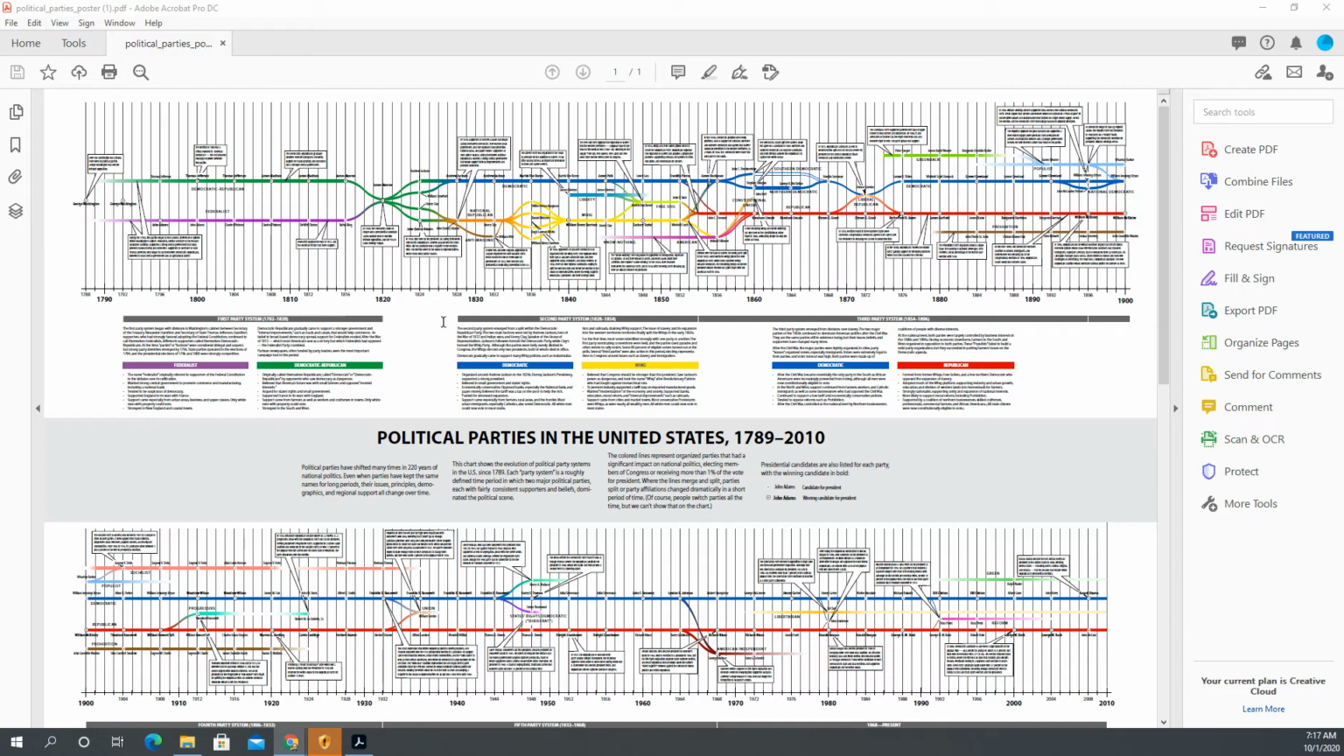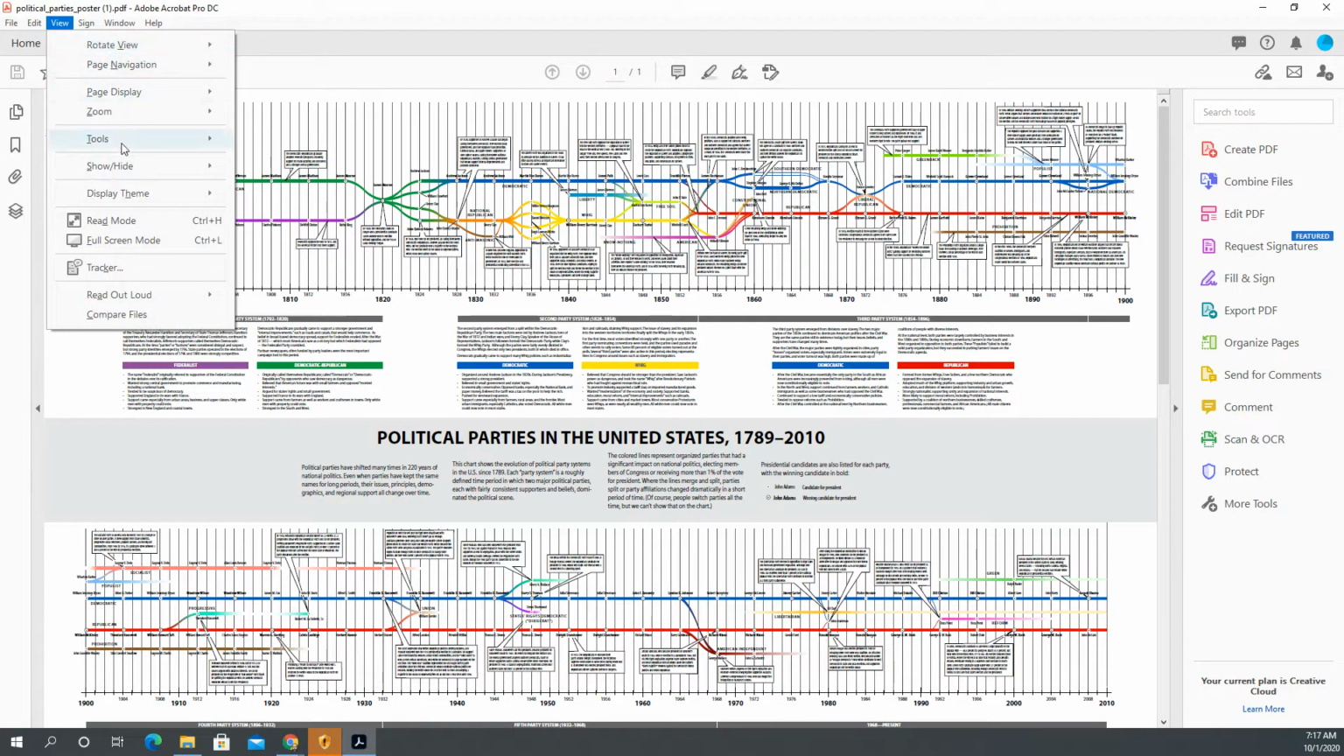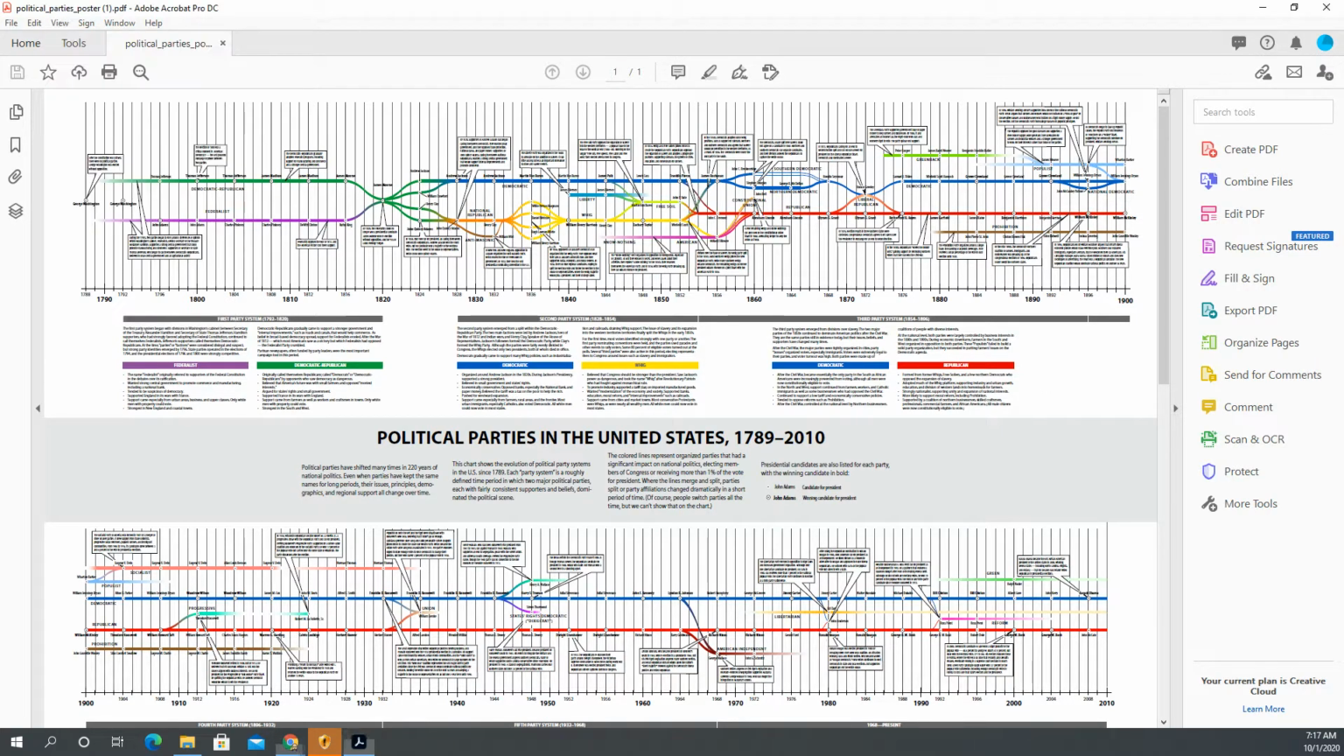Okay, so I think it's important to take a look at this political parties in the United States timeline. I've posted this into Google Classroom and you can take a look at it on your own. But I thought you needed a little bit of an overview of this entire thing. So I'm going to walk you through what I think are the most important parts of this.